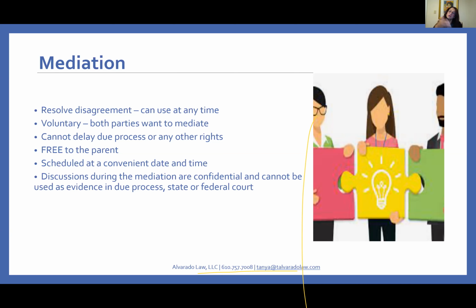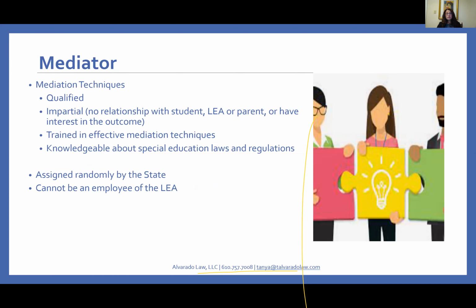So if you go to mediation first and you can't work it out, you can still go to due process. You can still file a state or federal complaint. Whatever discussions you had during mediation are to be kept confidential. So it's really an opportunity to try to work it out and not be afraid that something you say is going to be used against you, as long as you're mediating in good faith, so that's a nice protection there.